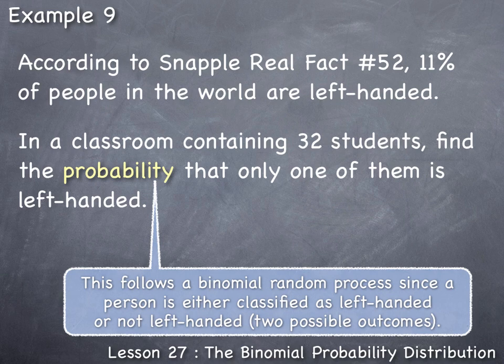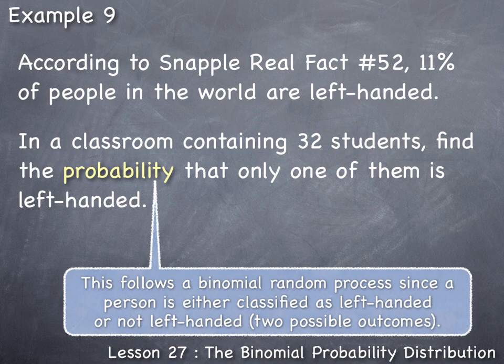Initially, we may look at this and say, well, there are more than two possible outcomes. That is, a person can be considered left-handed or right-handed or ambidextrous. Or there are some people who don't have any hands at all. This is definitely more than two possible outcomes. But when the probability question is just focusing on one of those outcomes, we could turn that probability question into just a yes or no. That is, is the student left-handed? Yes or no. Makes it a binomial problem. And the no would account for all the other possibilities that can happen.